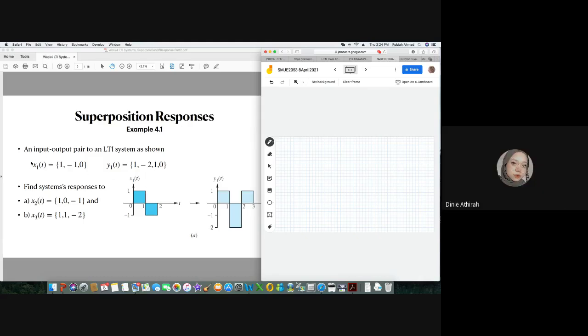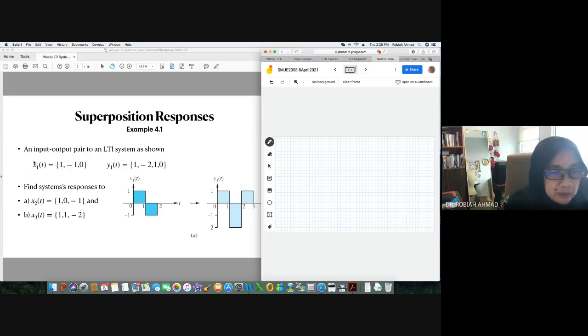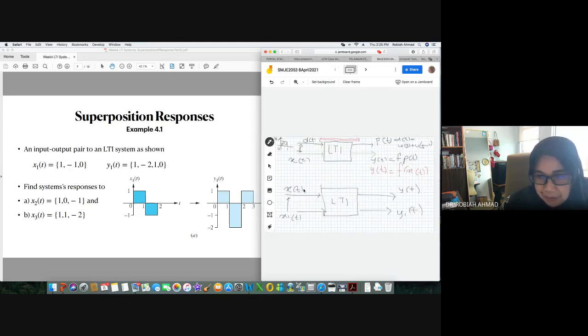So the example gives 3, 1, minus 1 and 0. Then first it gives X1, and in our LTI, it gives this: it gives the input and the output. With the given input, for a different input, what is the different output? So we already have the initial input-output pair of the system, which is 1, minus 1, 0 and 1, minus 2, 1, 0. So this is the initial. For a different input, we are required to find the different output. In general, for a different input, what is that different output?